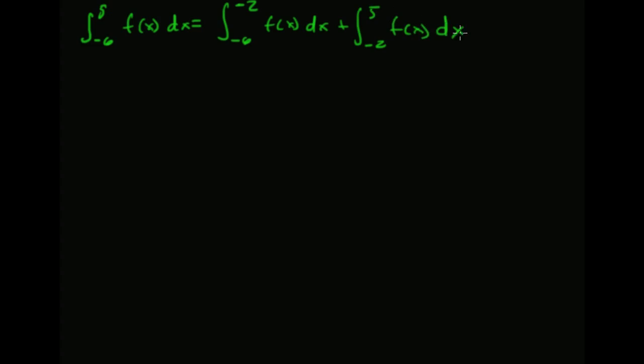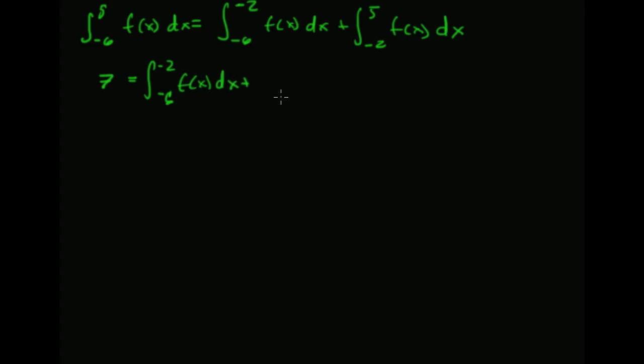All right, so they tell me that the integral from negative 6 to 5 is 7. We want the value of the unseen part of the graph, so negative 6 to negative 2. So the following statement is true. The integral from negative 6 to 5 of f of x dx is equal to the integral from negative 6 to negative 2 of f of x dx plus the integral from negative 2 to 5 of f of x dx. Okay, so this is 7. This is what we're looking for.